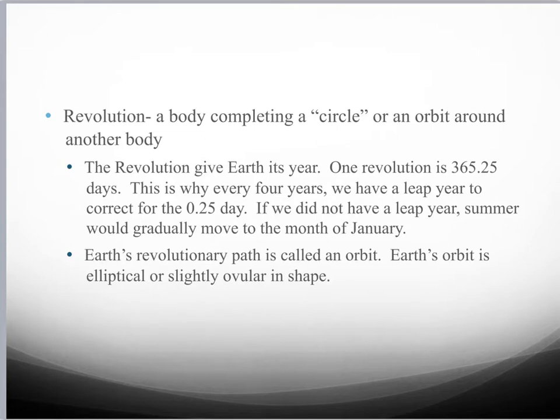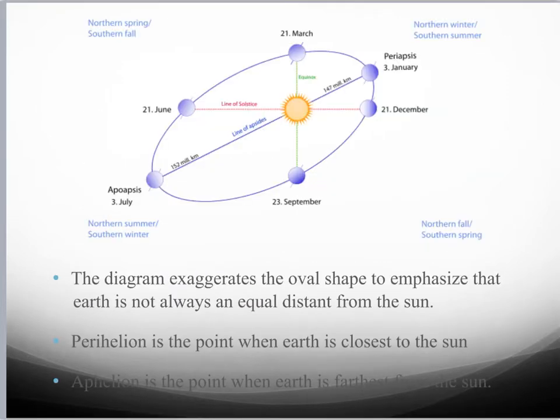The Earth's revolutionary path is called an orbit. The Earth's orbit is elliptical, which again means like an oval shape. So note the oval shape of our orbital path. Now this picture is very exaggerated. It's not nearly this ovular in shape. It is more circular than this, but the diagrams often exaggerate this so you can see that we are closer to the Sun during some of the months and farther away from the Sun.